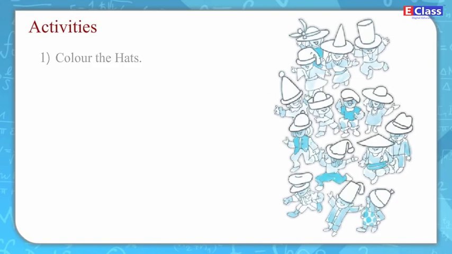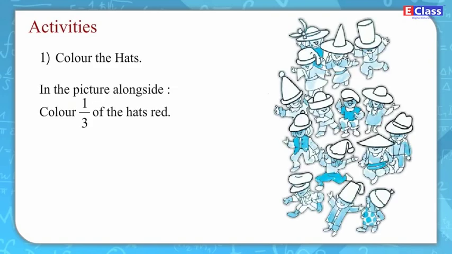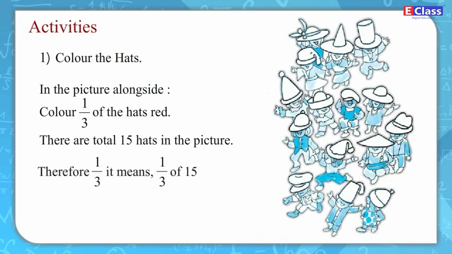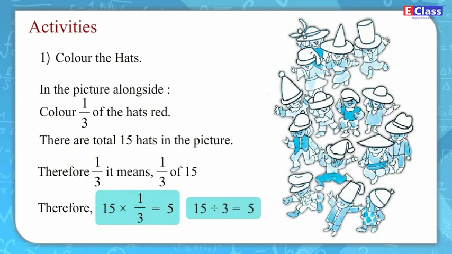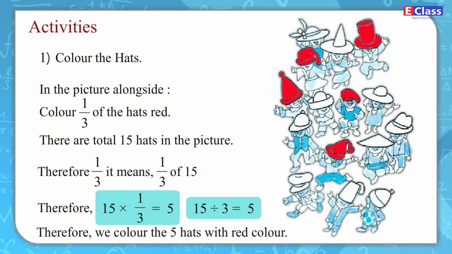Activities. 1. Color the hats. In the picture alongside, color 1 upon 3 of the hats red. There is a total of 15 hats in the picture. Therefore, 1 upon 3 means 1 upon 3 of 15. Therefore, 15 multiplied by 1 upon 3 is equal to 5. 15 divided by 3 is equal to 5. Therefore, we color the 5 hats with red color.